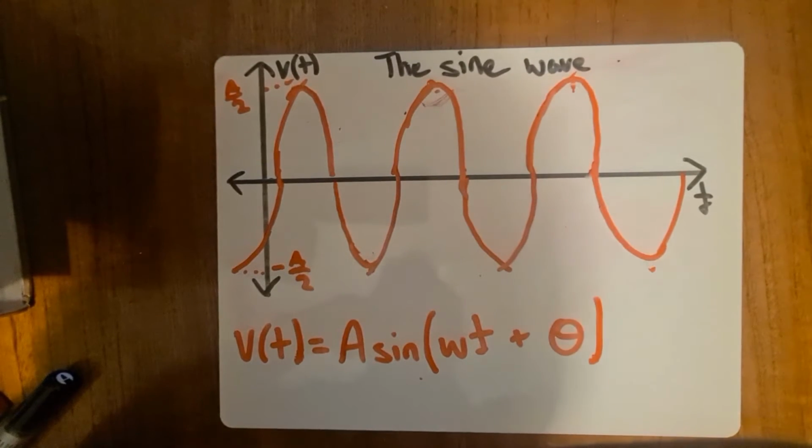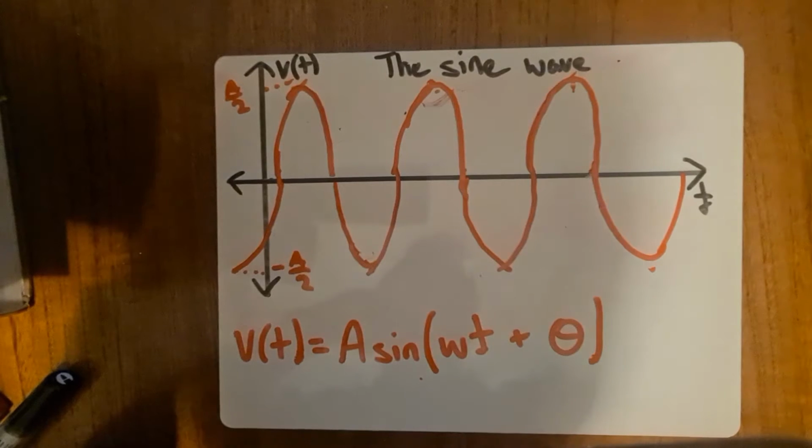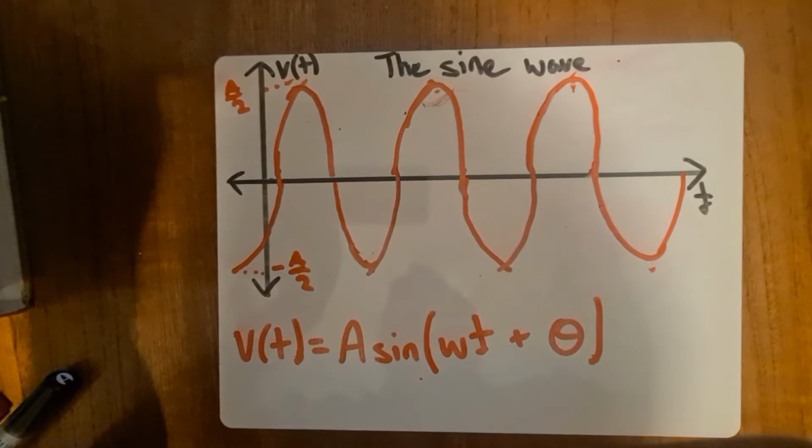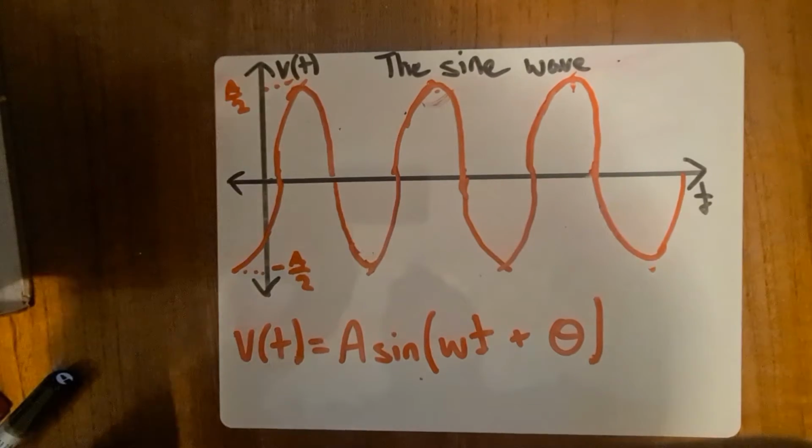The value of W usually is associated with the period of the sine wave, which is how long it takes for one cycle of the sine wave to occur. The value of theta is associated with the phase of the sine wave as well. The sine wave can be represented in two different ways, the polar way or the rectangular way.